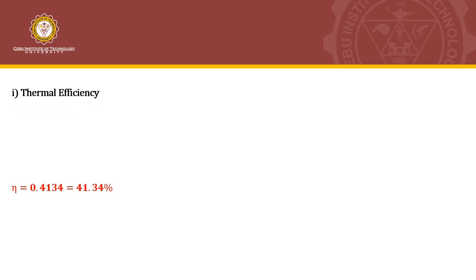And then for the thermal efficiency, we can compute now by using the formula work net over Q in. You can also use 1 minus Q out over Q in, and you can still arrive at the same result, which is 0.4134 or 41.34%.